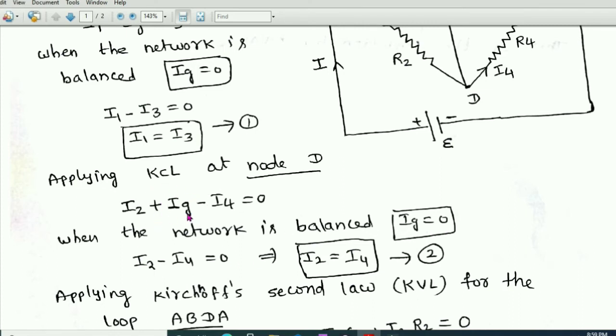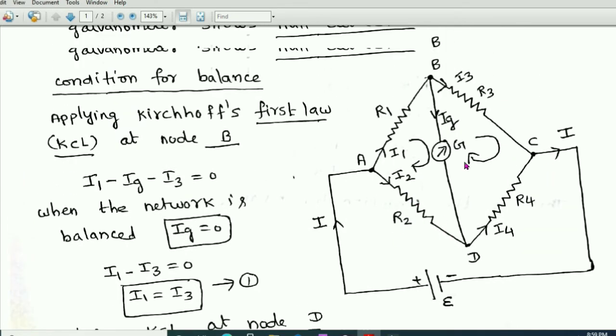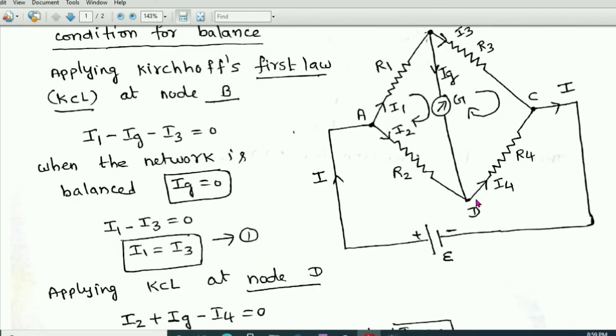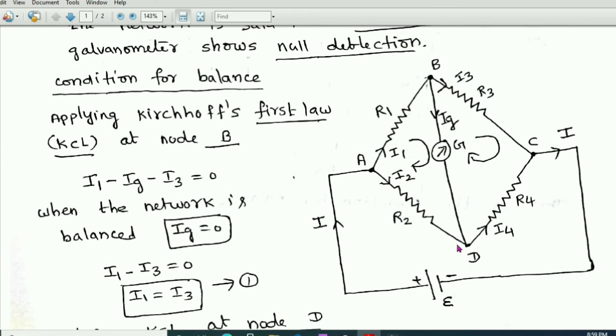Then if you write Ig is equal to 0 in this expression, we will get I2 minus I4 is equal to 0. So if you take this I4 to this side, it gives I2 is equal to I4. Let it be equation number 2. Equation number 1 is I1 is equal to I3 when the bridge is balanced. I2 is equal to I4 when the bridge is balanced. That means this I2 is equal to I4 and this I1 is equal to I3. Now we have applied Kirchhoff's first law at the junctions B and D.